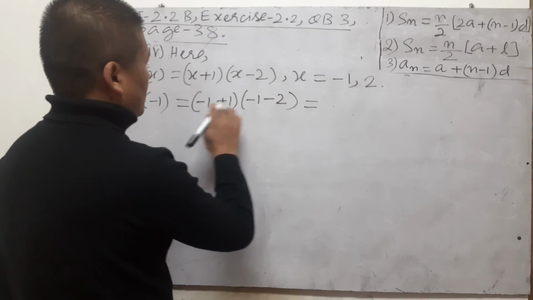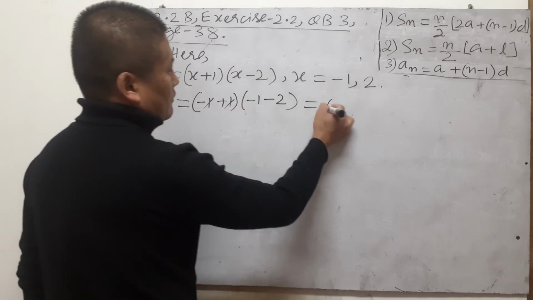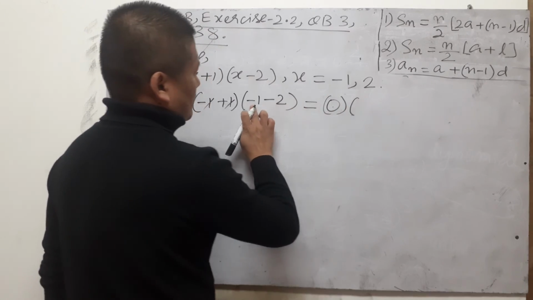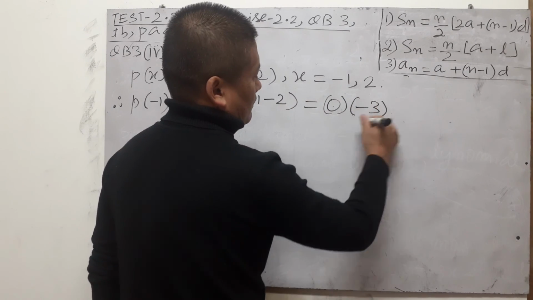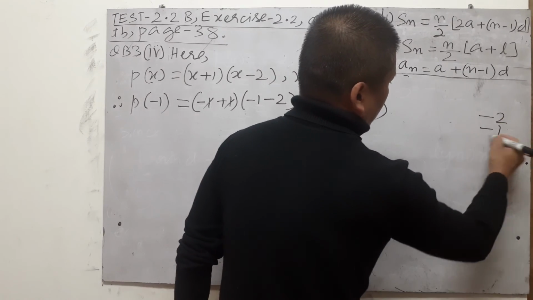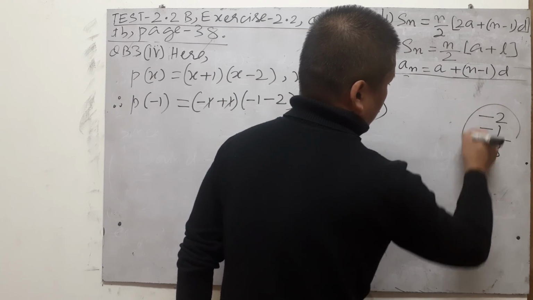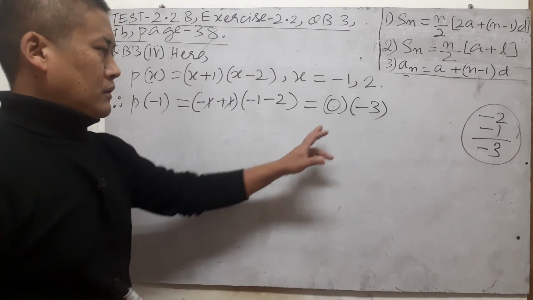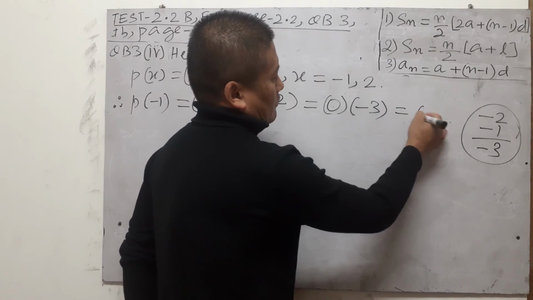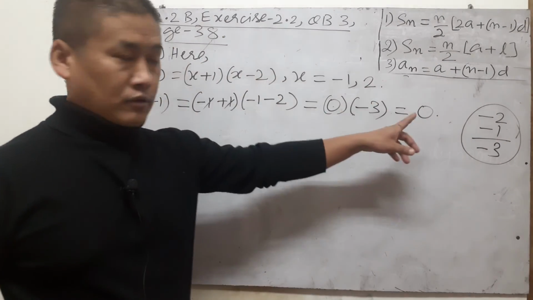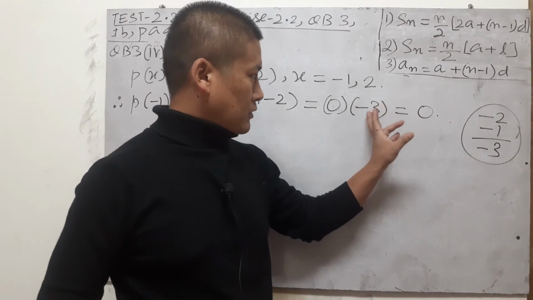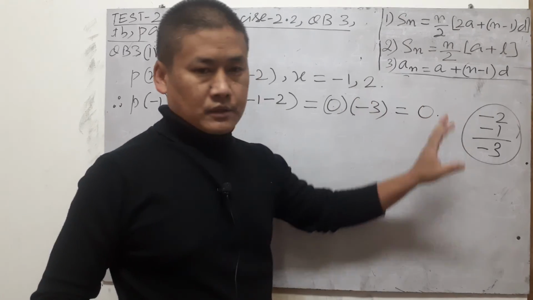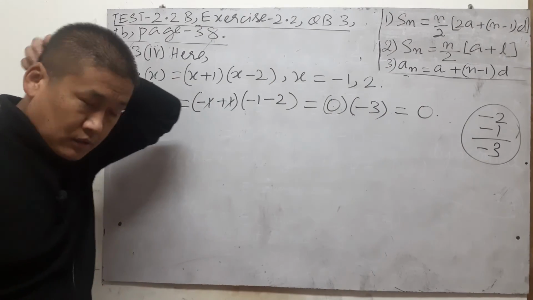So we're going to get minus 1 plus 1 is 0, into minus 1 minus 2 is minus 3. We know that when both are minus, we add 2 plus 1, 3, and the sign will be minus. And 0 multiplied by anything is 0. And 0 has no sign, plus or minus, because 0 into anything is simply 0.